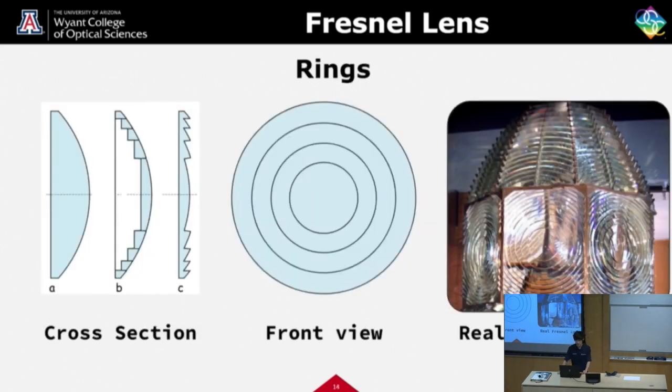Something else to point out is that these segments are actually rings if we look at the front view of the lens, and that's why we get this characteristic ring shape of the Fresnel lens. And that's how you can identify a Fresnel lens: it'll have these rings.